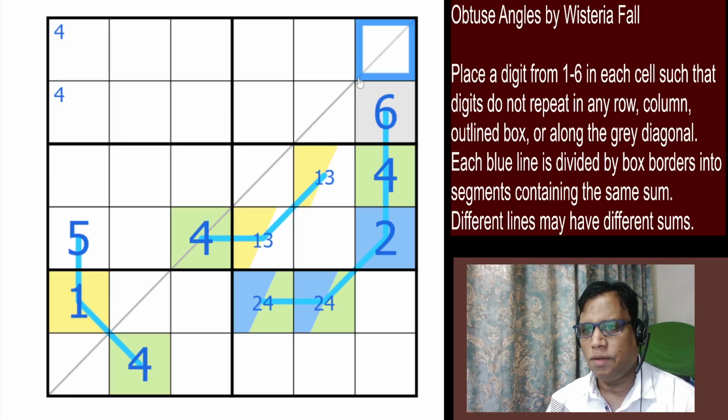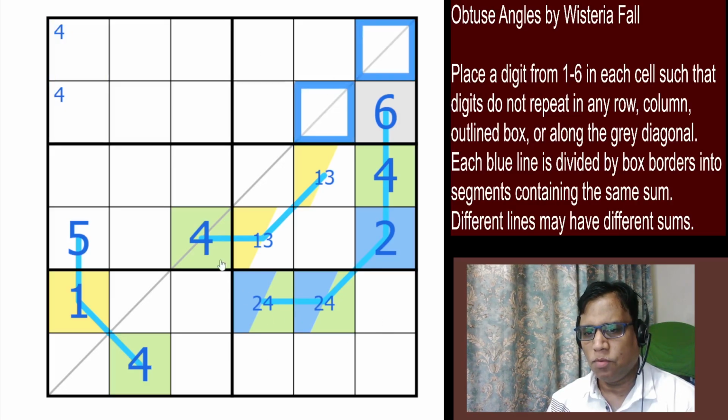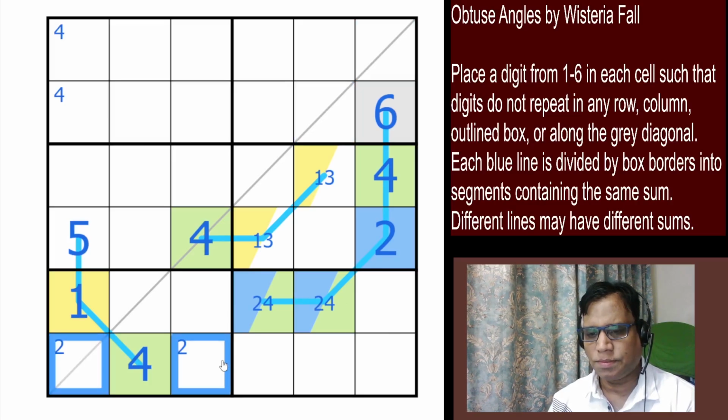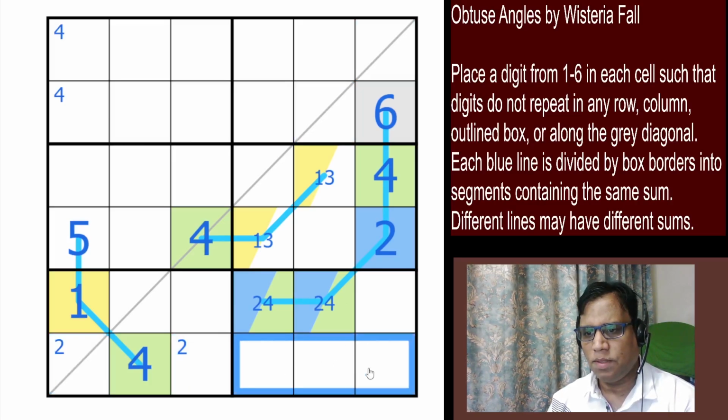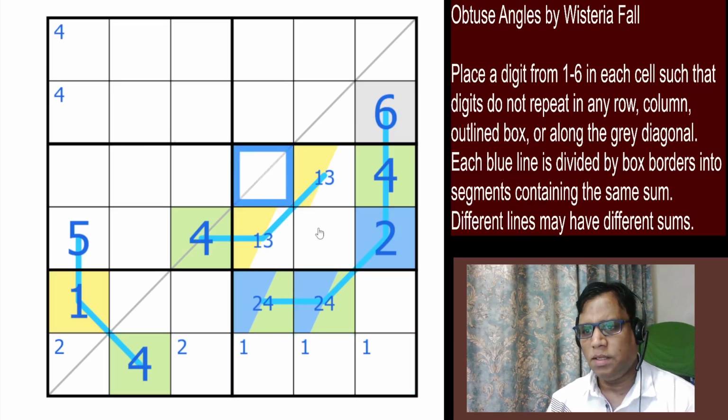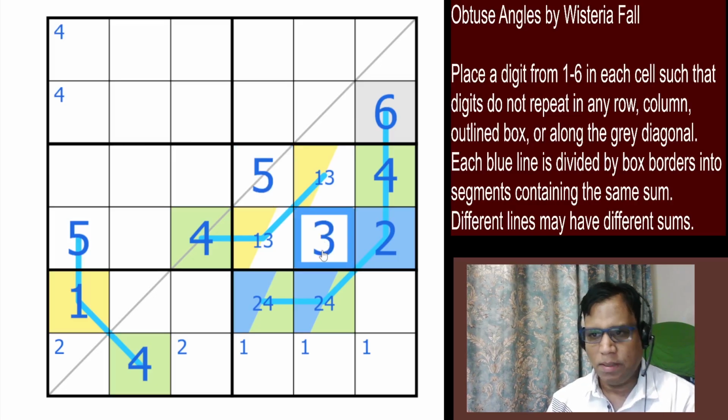So 4 is not here. 4 is not here. 4 is in 2 boxes. 2 is in these 2 boxes. 1 is somewhere here. These 2 digits, right? Simple. 5 and 3, right? But 5 is here, so that's 5. That's 3. No, not 5, 3, sorry.